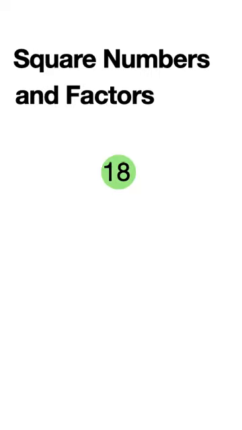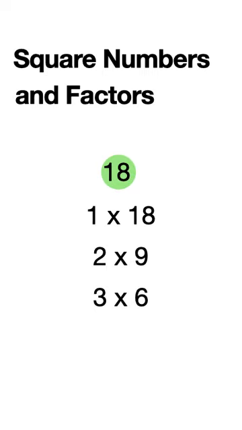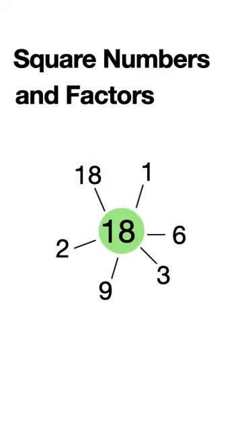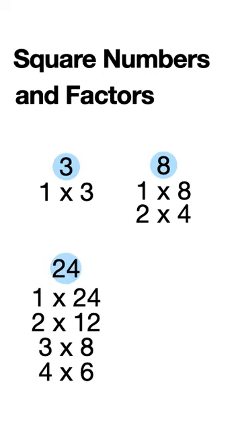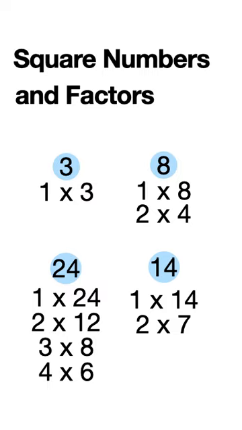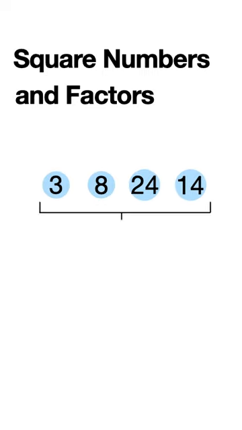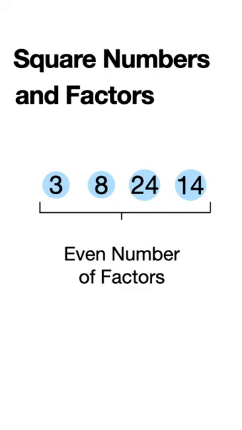Lastly, what about square numbers and factors? So if we take 18, which is not a square number, and we list out its factors, we have 1 and 18, 2 and 9, and 3 and 6. It has 6 factors, and they come in pairs. Let's look at some other numbers that are not square numbers. So 3, not a square number, has 2 factors. 8 has 4 factors. 24 has 8 factors. 14 has 4 factors. So what we can say is that all of those not square numbers, they have an even number of factors. 2, 4, 6, 8 or more. They all have an even number of factors.